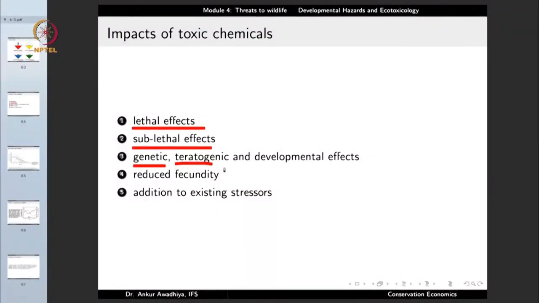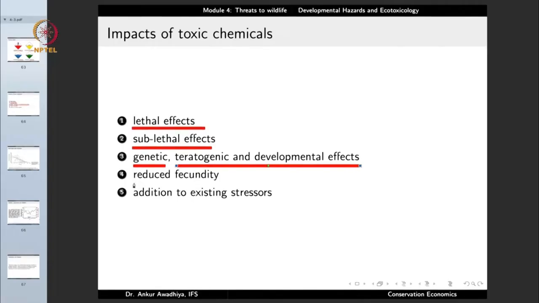Certain others have teratogenic and developmental effects. Now, teratos means a monster and genesis means production. So teratogenic chemicals are those chemicals that are monster producing, which means that if organisms are exposed to these chemicals, and especially those organisms that are pregnant, these chemicals will act on the fetus and will produce developmental abnormalities.